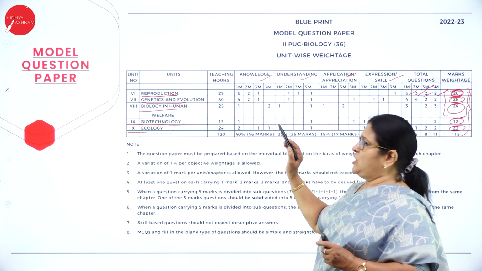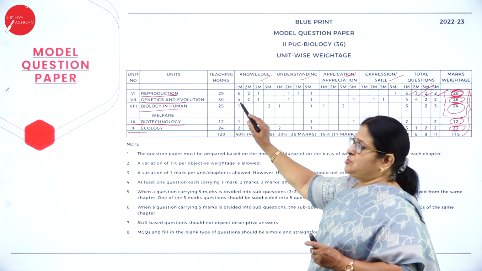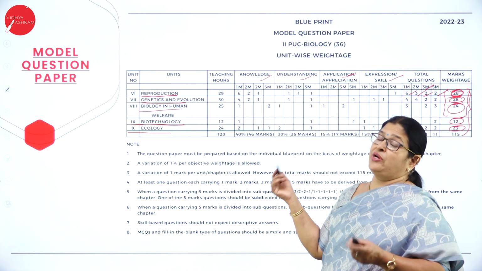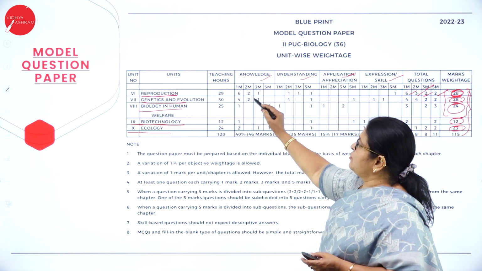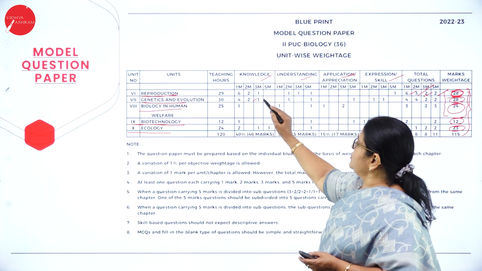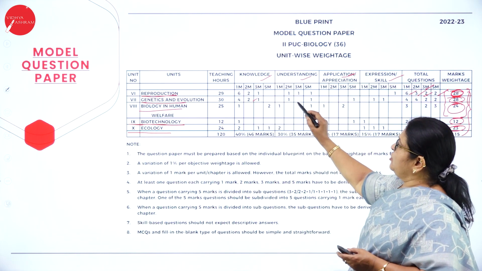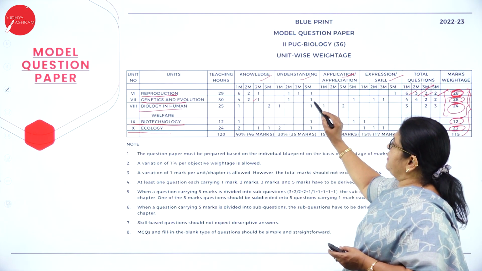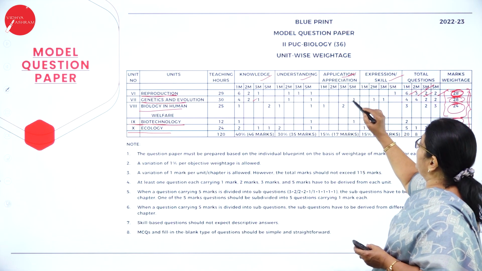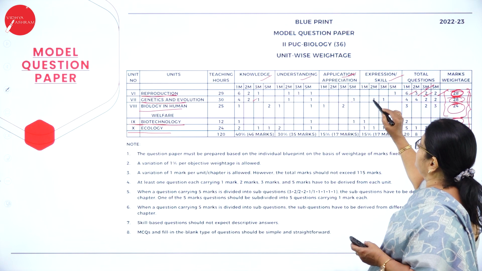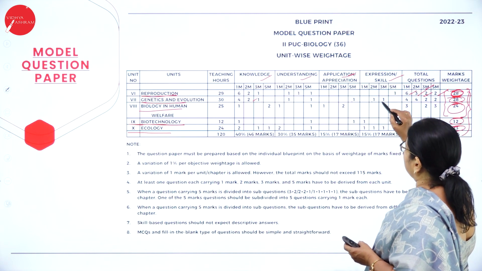When it comes to knowledge-based questions, 1 marker questions will be around 4, which you are going to get in MCQs and fill in the blanks. Then 2 marker question 2, then 3 marker question 1. Based on understanding, you'll have 2 marker question 1, 5 marker question 1, and application 5 marker question 1, then skill 2 marker question 1, and 3 marker question 1.